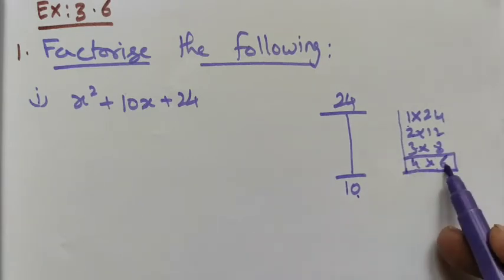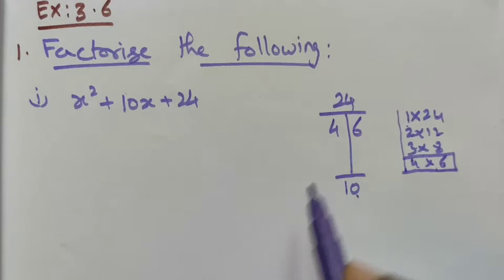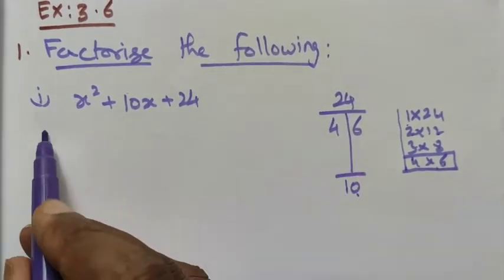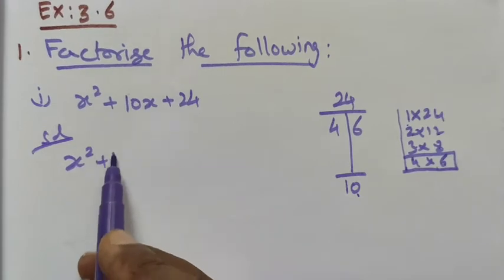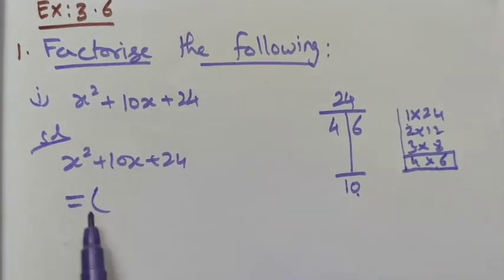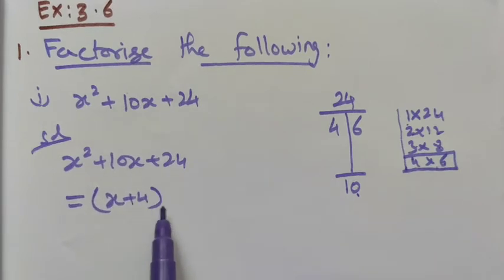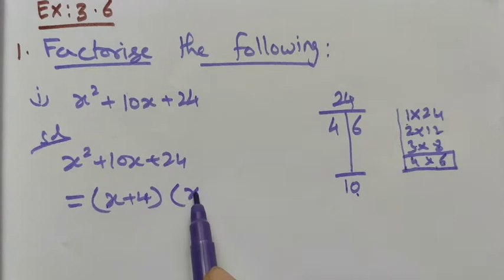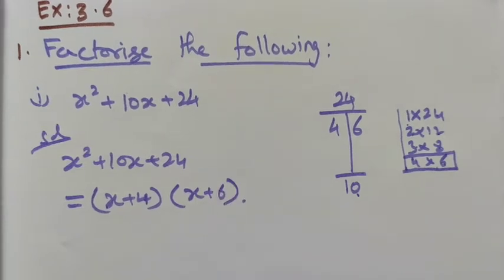So 4 sixes are 24. If we add, we get 10. Therefore the solution: x square plus 10x plus 24 is equal to, here the variable is x, so x plus 4, both having the positive symbol. So x plus 4 is one of the factors, and then x plus 6 is the other factor.